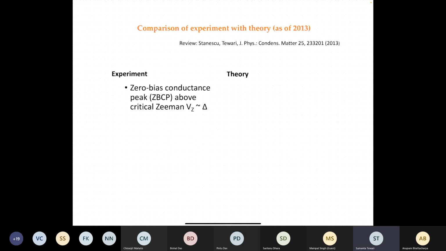All right, so the status of the experiments until one or two years, two years ago: the zero bias conductance peak above a critical Zeeman field is consistent with theory if mu is close to 0. Remember, the condition was that V Zeeman should be greater than the square root of delta squared plus mu squared. They found that the V Zeeman they find is typically of the order of delta. So this is V Zeeman critical, and that's consistent with theory if mu is approximately 0, which is not unusual because remember, we are trying to reduce mu by applying those gates.